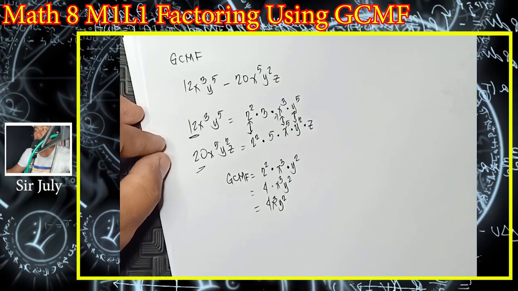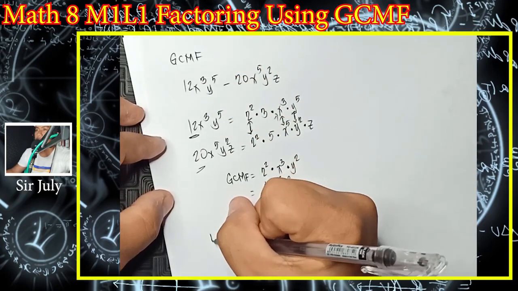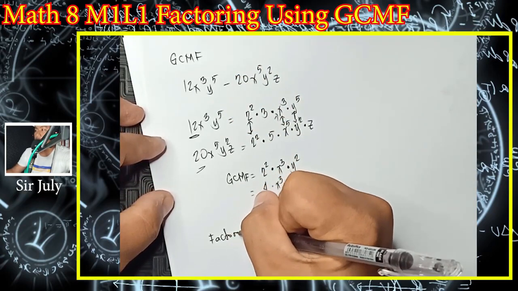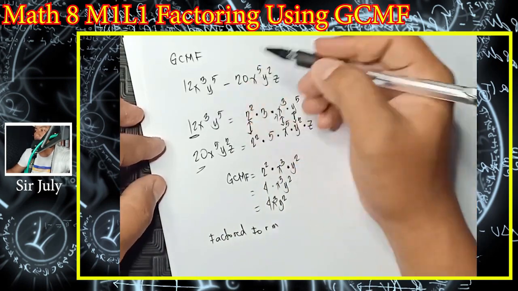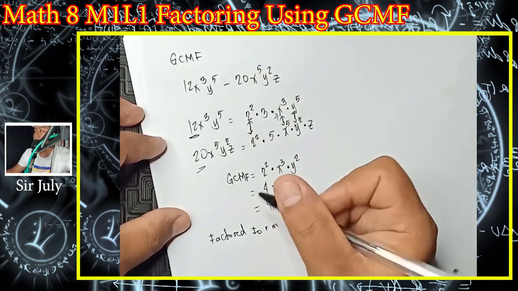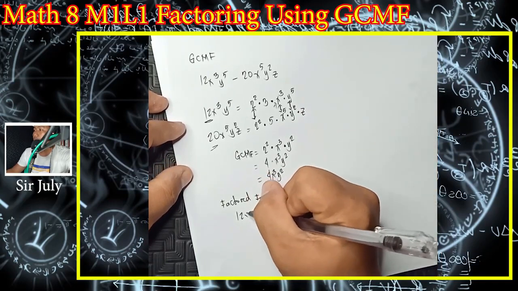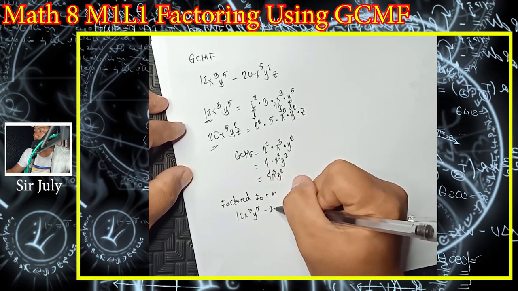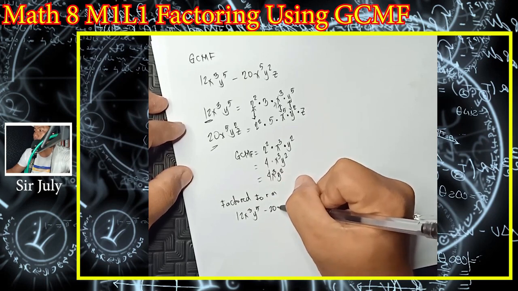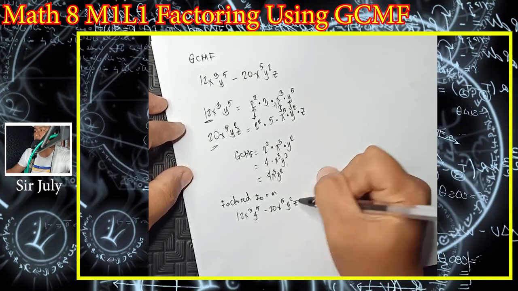So yun na yung ating GCMF. Yun lang kadali, di ba? So now, let us now write the binomial in the factored form. So ifa-factor na natin siya. So unang step ay isusulat natin ngayon yung given, of course. Sinulat natin yung given. Ang tagal magsulat, ano? Ako yan, by the way.